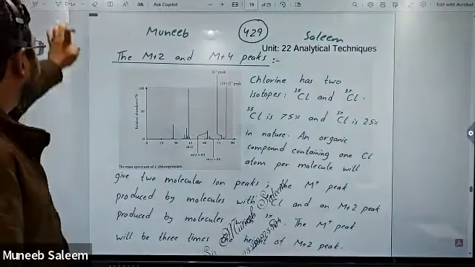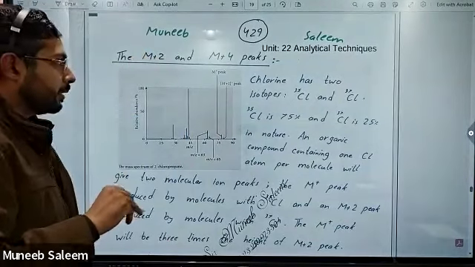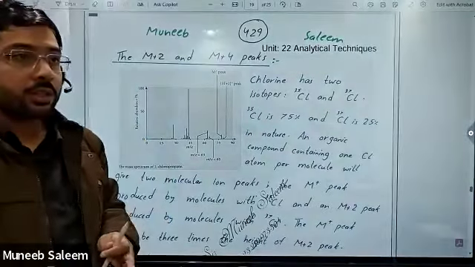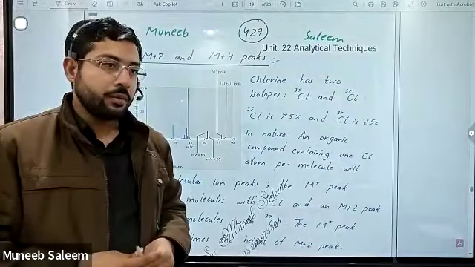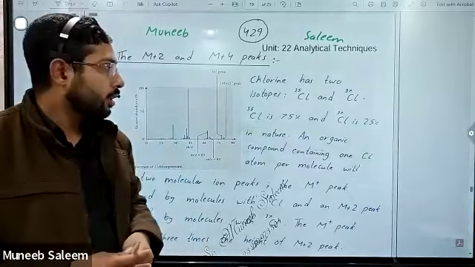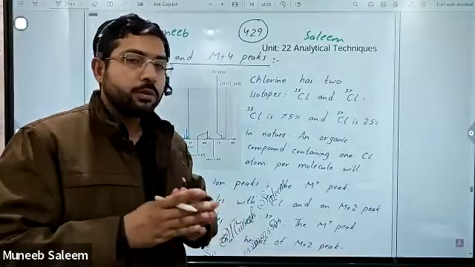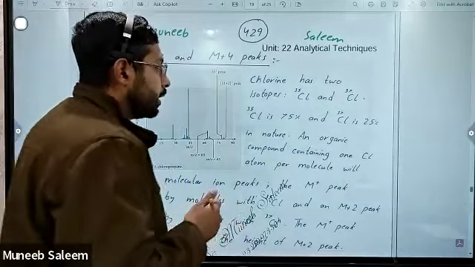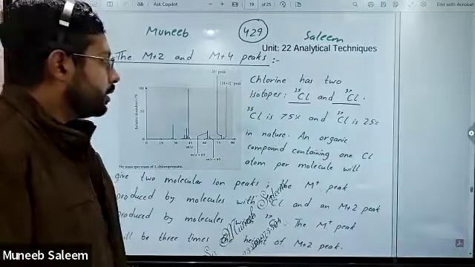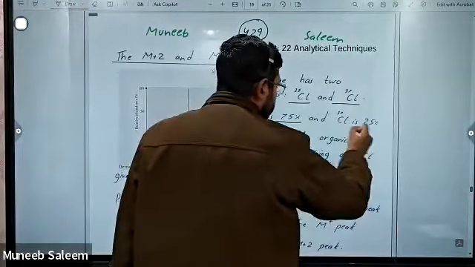Now the next topic is the M+2 and M+4 peaks. Basically in this topic we are supposed to consider some organic compounds, especially halogenoalkane compounds, in which one or two hydrogen atoms are replaced by chlorine atoms. Now chlorine atoms are discussed in terms of isotopes. You know that chlorine has two isotopes, chlorine-35 and chlorine-37. Chlorine-35 is present at 75% and chlorine-37 at 25%.